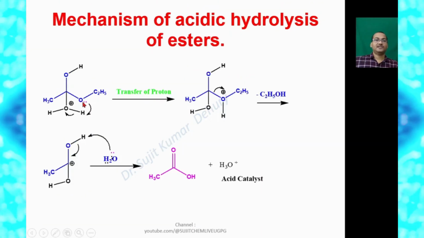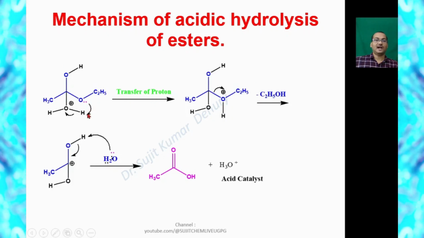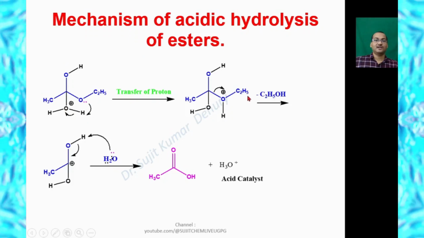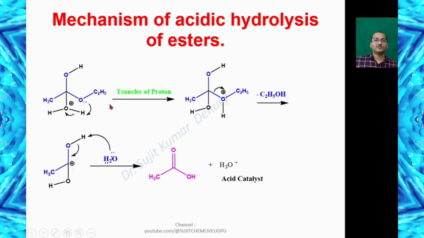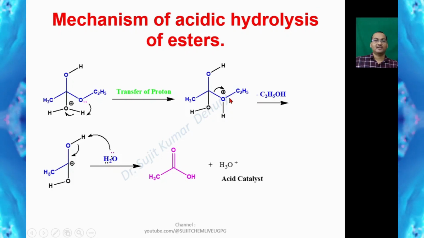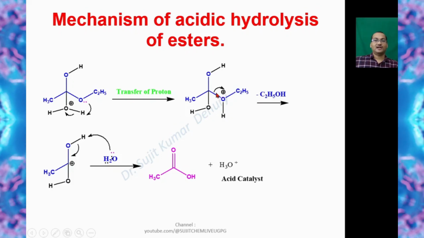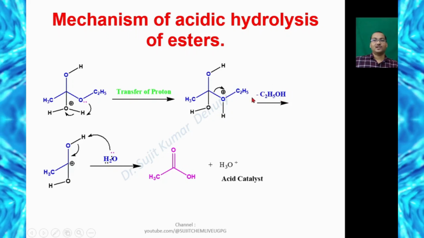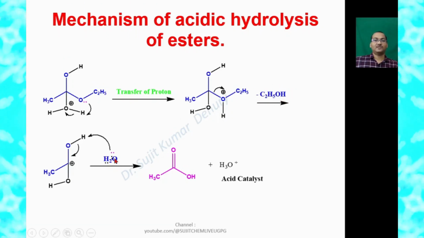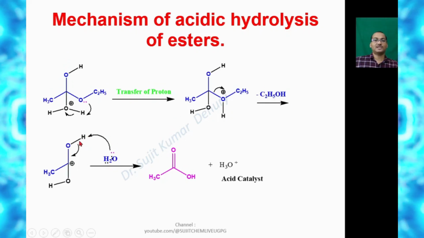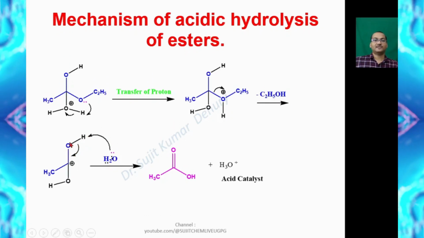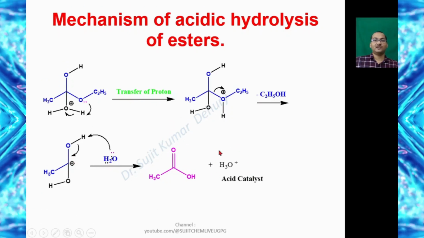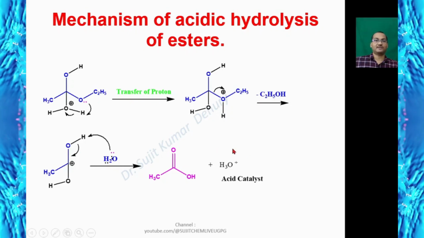Then again this oxygen will attack this hydrogen and this O-H bond will break on O plus. As a result, you get this intermediate. Here the transfer of proton takes place. Again this C-O bond will break on this O plus, resulting in the neutral water molecule. Again water will take this proton and this O-H bond will break on this oxygen. As a result, you end up with this acid, plus you get the acid catalyst back.